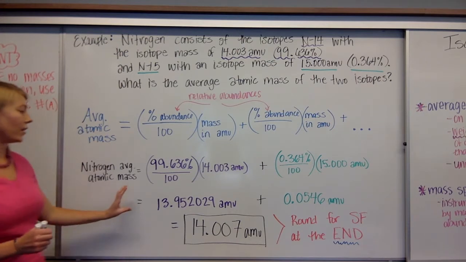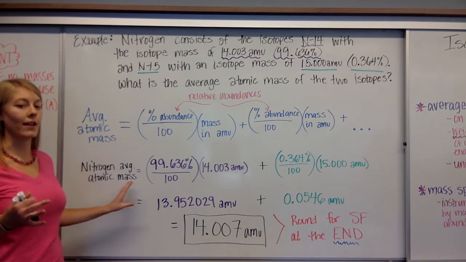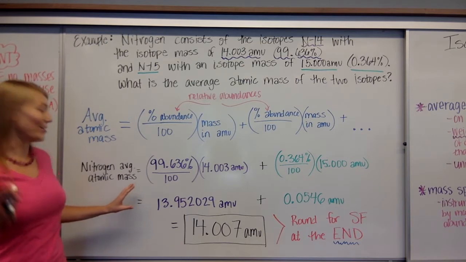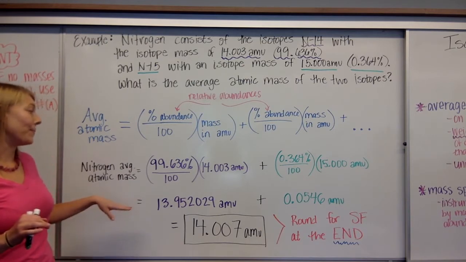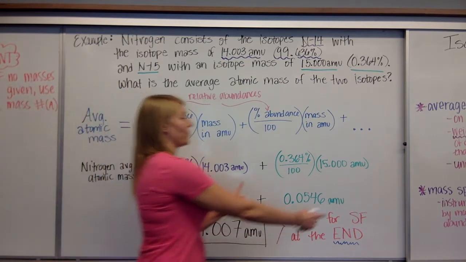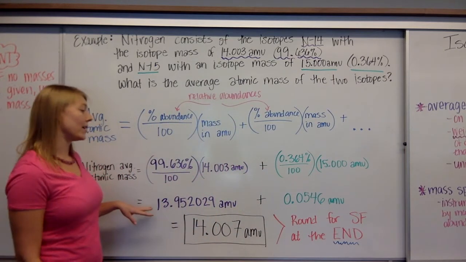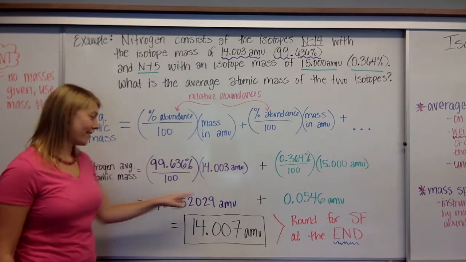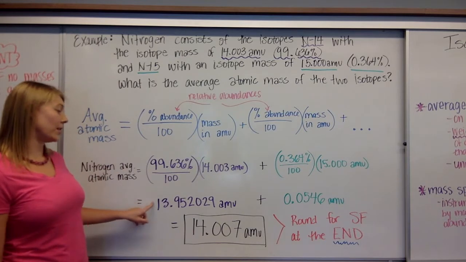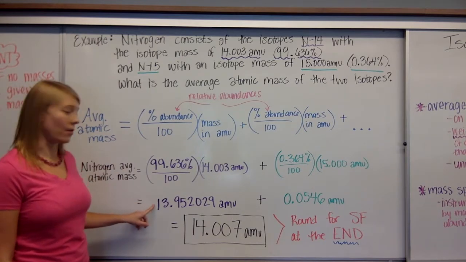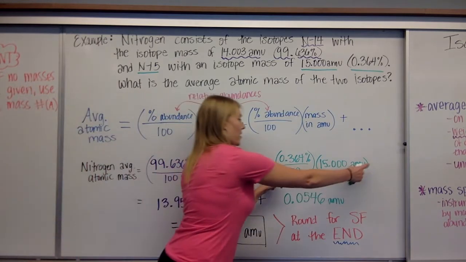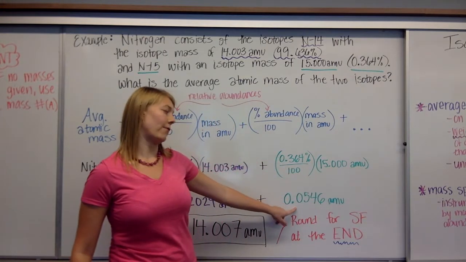Now, I've included this intermediate step. You don't necessarily need to use it, but if you want to do each piece separately, then that's what I've done here. All right? So when you do this math right here, you get 13.952029 AMU. When you do this math here, you're going to get 0.0546 AMU.